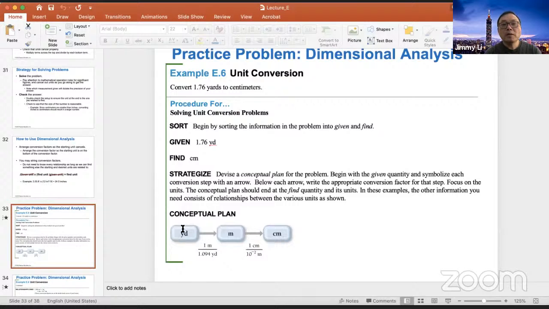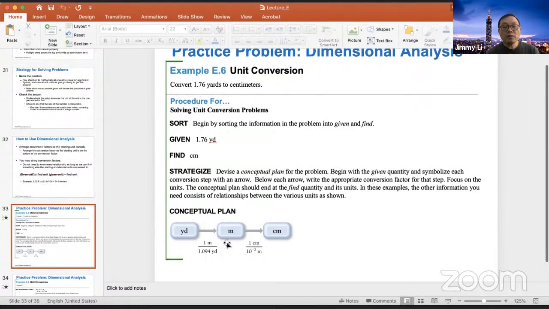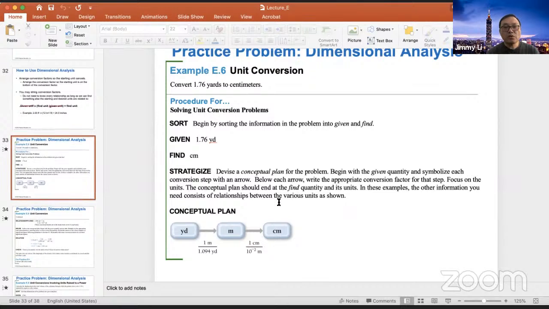Here comes, they ask you to convert from yard to centimeter. So you need to build up some strategy. How would you convert yard to centimeter? You need to convert to meter first, because from meter to centimeter is easy, because 100 centimeters equal 1 meter. As long as you can get the first step done, then that's fine. Again, I'll leave that a few seconds here.